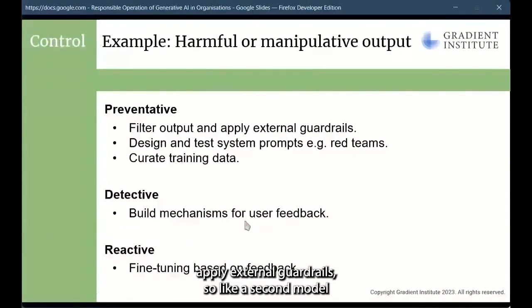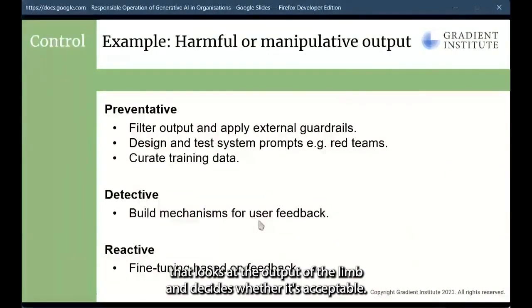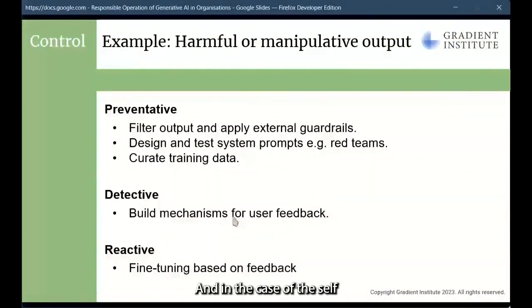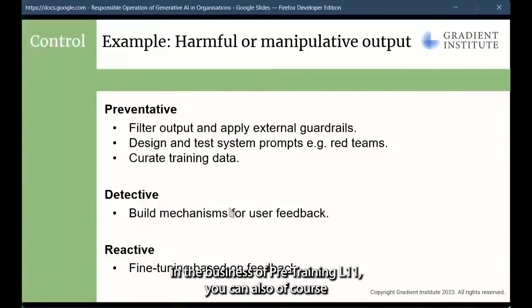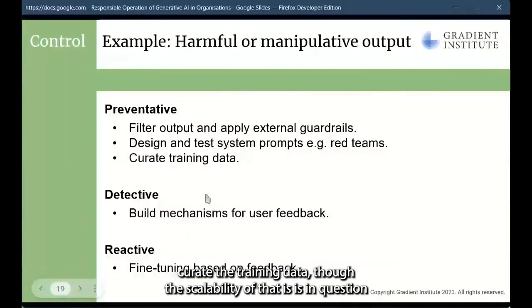We've seen Bing apply external guardrails, so like a second model that looks at the output of the LLM and decides whether it's acceptable. And in the case of the Seth death threat, the model actually output the death threat, and then the second model that was looking at the LLM output removed it, but not before Seth could catch a screenshot. Those are the kind of preventative approaches, and if you're in the business of pre-training LLMs, you can also, of course, curate the training data, though the scalability of that is in question.